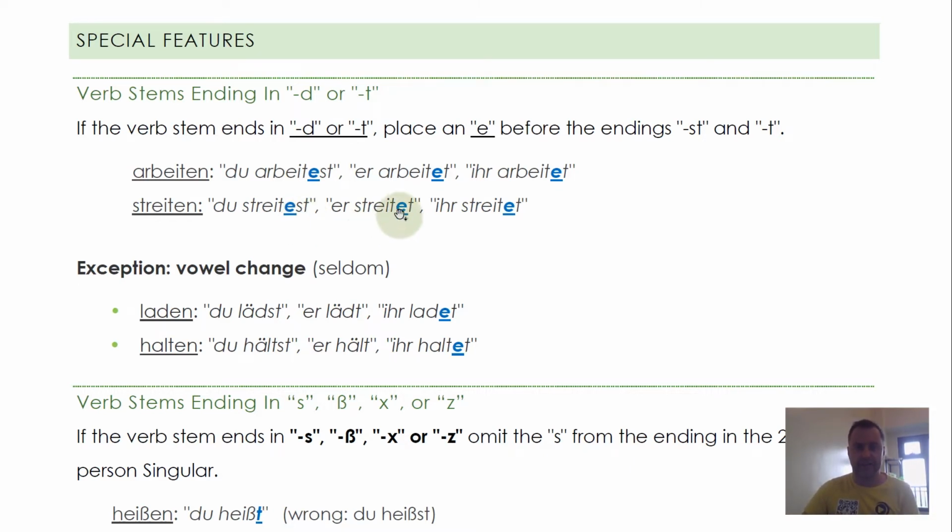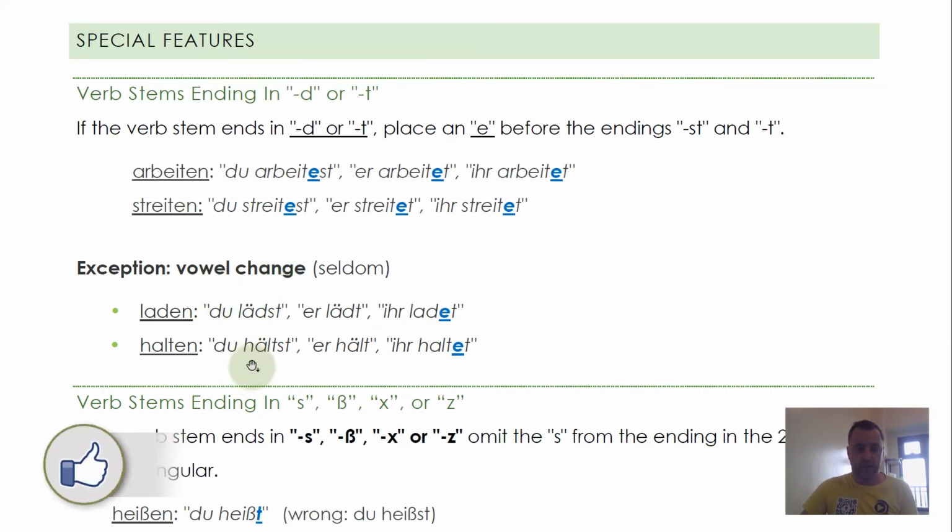That's why we add an E here. Or double T would also change pronunciation. Remember, double letters always change pronunciation in German slightly. That's why we have to add the E in there. There's one very, very rare exception to this. Laden and halten don't do that with du and er, but they do it here in plural. To be honest, there's no real rule why they don't do that, but it's just like that. There is one reason why they do this, and that's the vowel change.